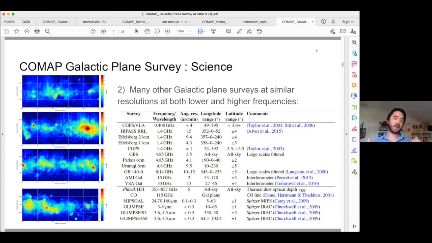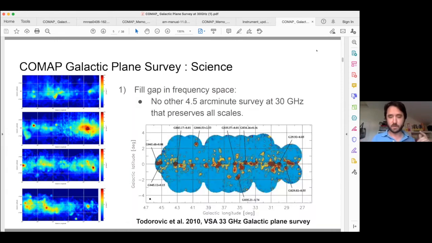But the key thing to say, actually, I did forget this on the previous slide, is the VSA survey. So there is a VSA survey at 30 gigahertz. This is the only one that exists nominally near our frequency range, which was with a very small array and only covers a very small chunk of galactic longitude space, but also loses a lot of the scales. So comparing that with Planck isn't ideal because you've only really got the beam scale, which was about 10 minutes, whereas we are preserving hopefully most of the scales in the sky. So you can really look for diffuse emission.